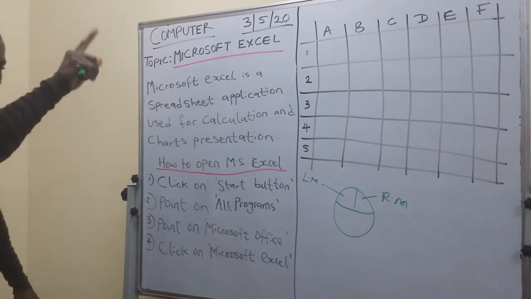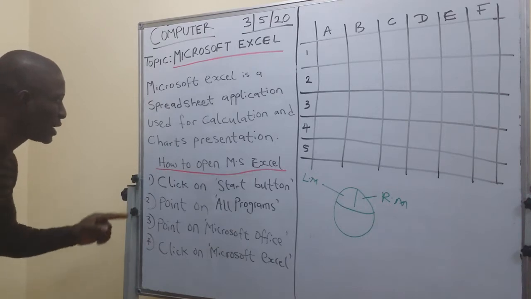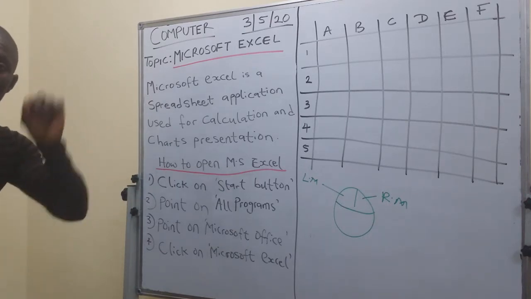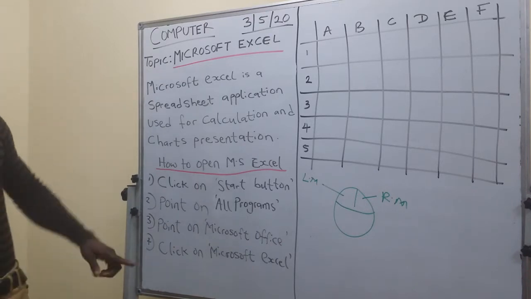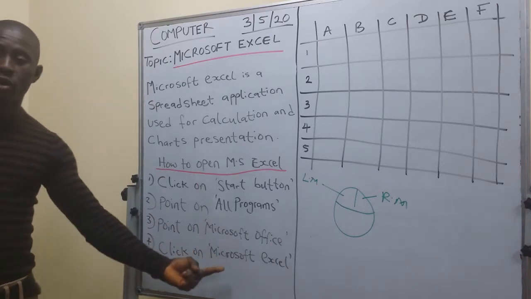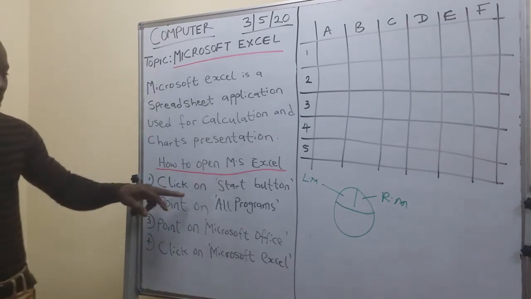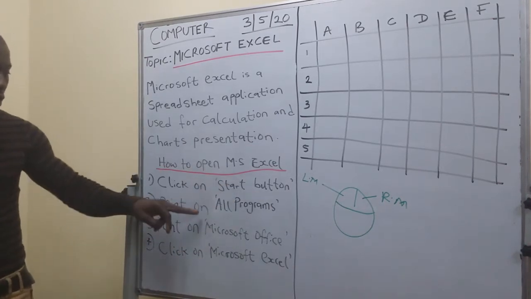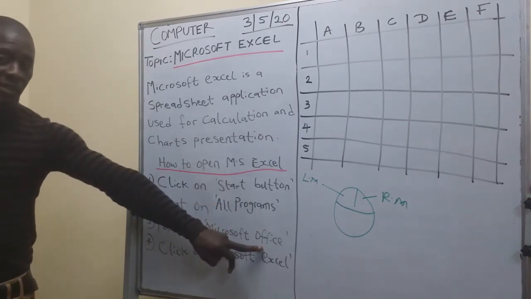Don't use your hand to search. You may get lost. Just use your eye. Search for it one after the other. You see it. Microsoft Excel. You point on it. Do not click. Sorry, I take it again. First, click on the Start button. Point on All Programs. Point on Microsoft Office.